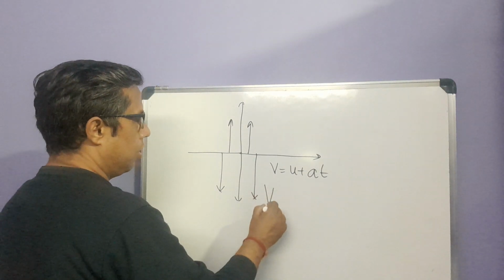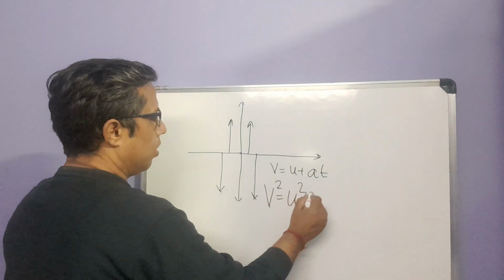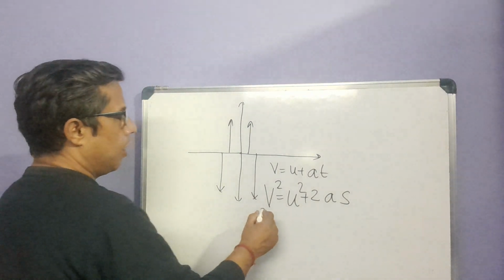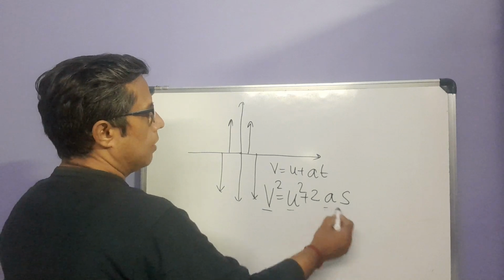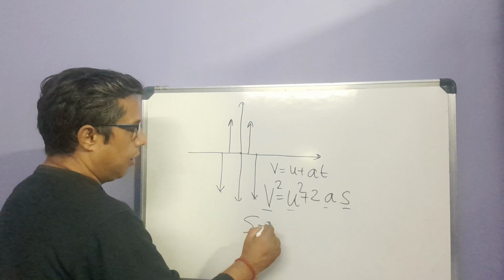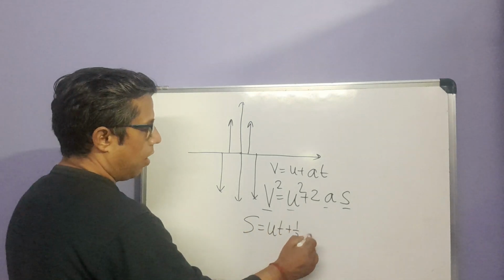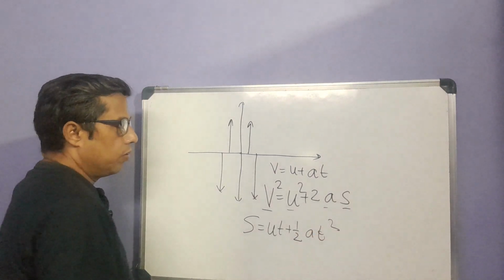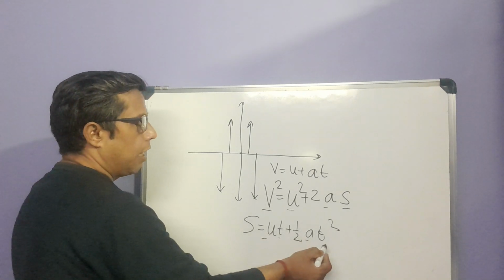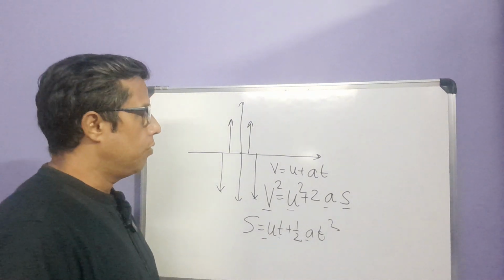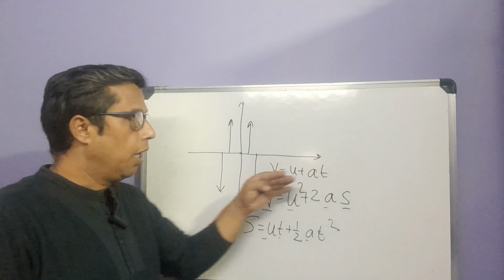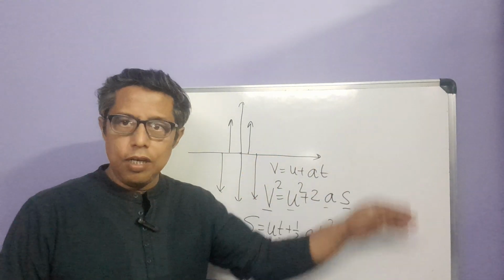Now the next equation of motion, v square is equal to u square plus 2as. So this is again the final velocity, initial velocity, acceleration, and this is the displacement. And one more, s is equal to ut plus half at square. So s is the displacement, u initial velocity, a acceleration, and t is the time. So these three relations we have, written like this for horizontal motion, considering acceleration is positive.